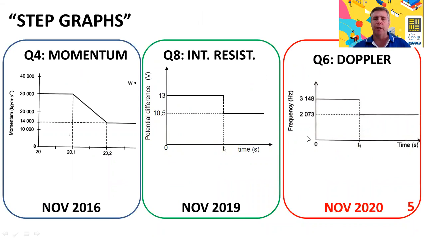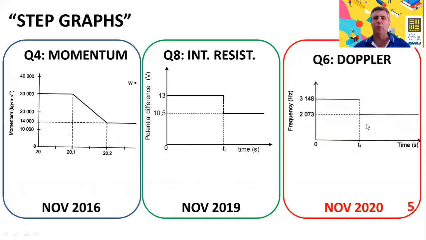November 2020 had this special step graph for the Doppler effect. And in fact, we've seen it in other subject areas. We've seen it in a momentum graph, an internal resistance graph, and now in the Doppler graph. This isn't really a rate graph. Although we've got time on the x-axis, it's not a continuous change. It's a change that happens suddenly at a time t1.